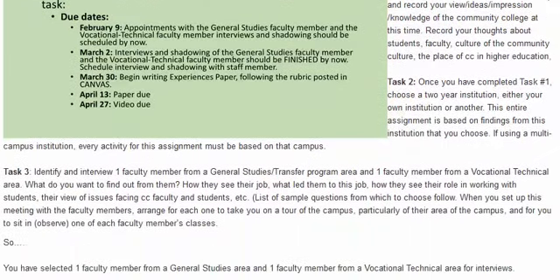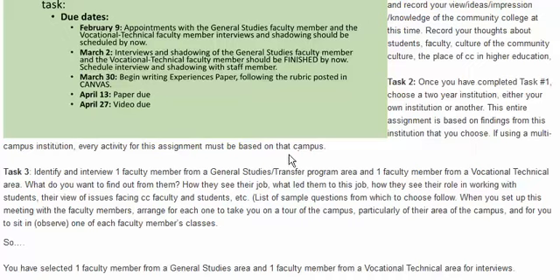The second task is to identify your two-year institution, and that can be a public or a private community college. Depending upon your state, it may be a technical college, it may be a junior college. But we're talking about a two-year institution.